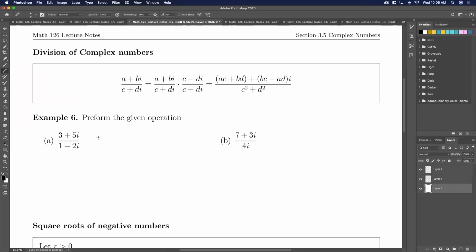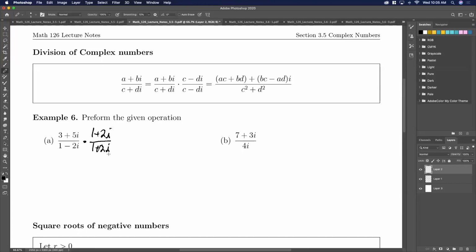Here, if I wanted to perform the given operation, I want to do this divided by this. Well, how do I do that? Well, I write it as a fraction. Then I'm going to multiply both top and bottom by the conjugate. Now, why can I do this? Well, it's because this is really 1, right? Something over itself is 1. And so I can do this.